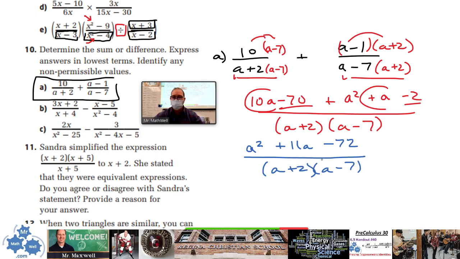Now, if we can factor this top one, we probably should, but I'm having a tough time thinking of numbers that multiply to 72 and add up to 11. I'm thinking 9 times 8. That doesn't give me 11. 36 times 2. That doesn't give me 11. So I think we're stuck here. The only other thing we have to do is make sure, and I didn't do this earlier, but we'll have to take a look at what a cannot equal, and a cannot equal negative 2 and positive 7. So there's your simplified answer.